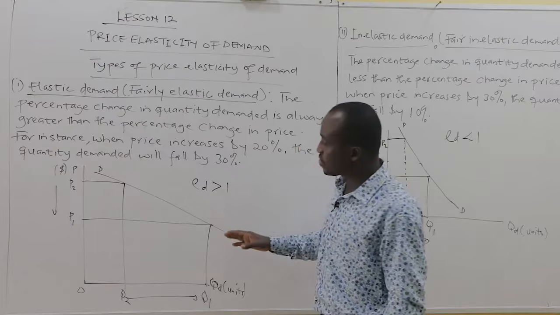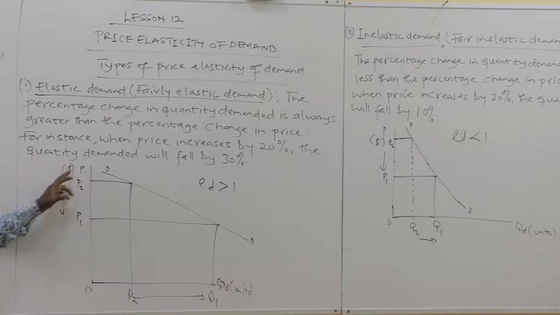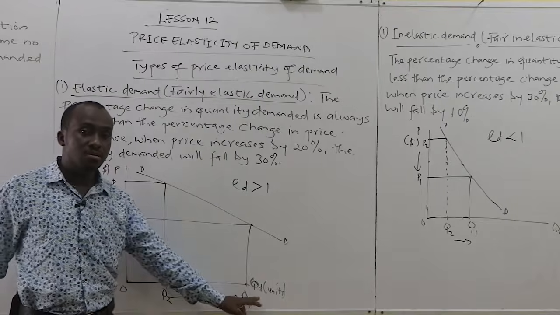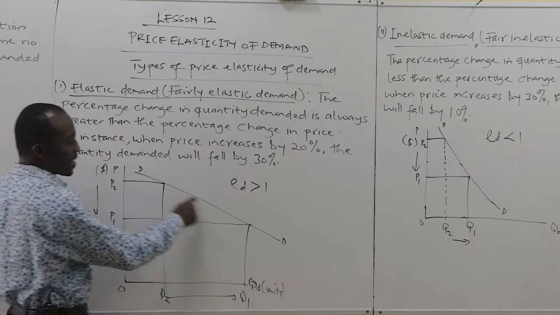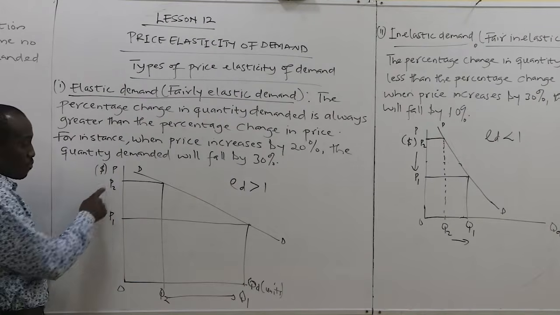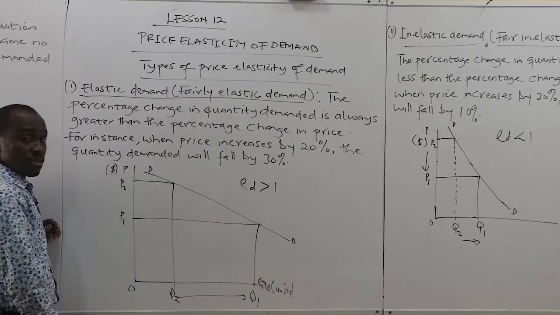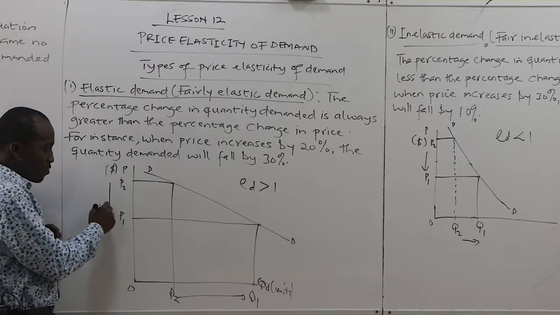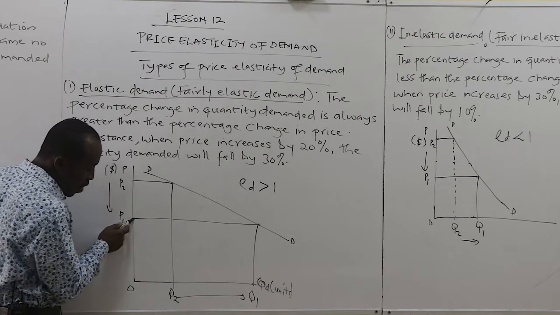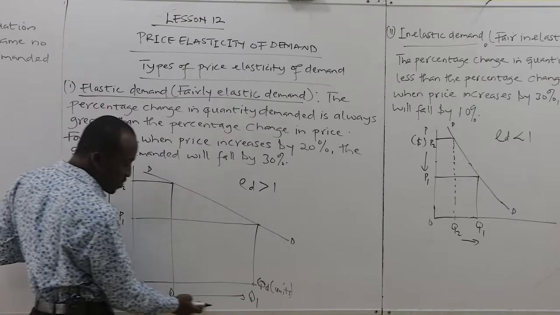So let's use this diagram to explain the point here. What do we see here? Remember we have our price line here. We have our origin. We have the quantity, right? So we have our demand curve here. Let's assume that price was at P2. When price was at P2, if you trace the price down to the demand curve, we're going to have Q2. That's quantity 2. When price reduced to P1, what happened? If you trace P1 to the demand curve, the demand increases to Q1.